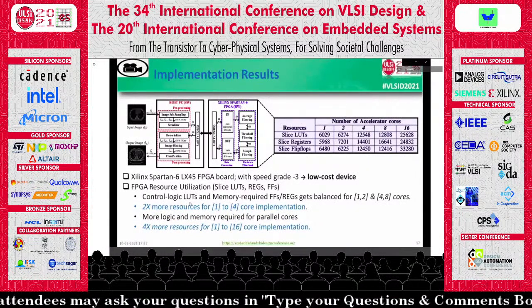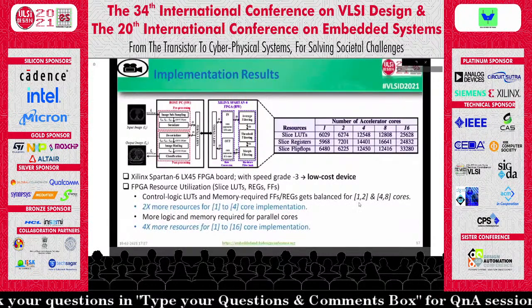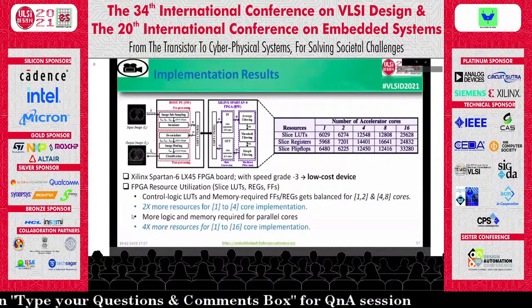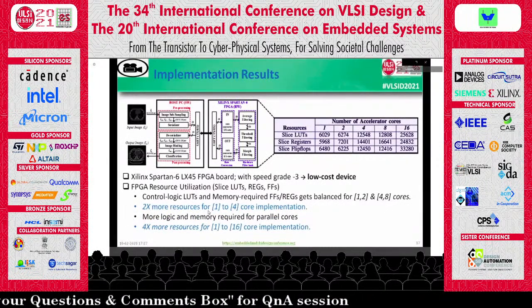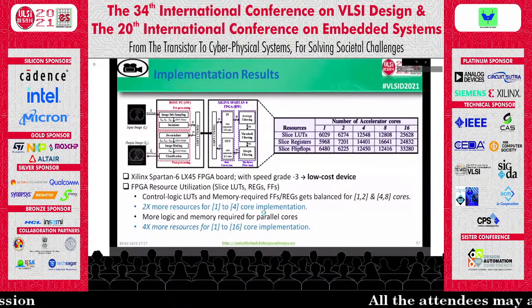So control logic LUTs and the memory-required flip-flops and registers get balanced for 1, 2, 4, and 8, which we can see from this figure. And it is 2 times more resources for 1 to 4 core implementation. More logic and memory is required for the parallel cores. 4 times more resources are there for 1 to 16 core implementation.